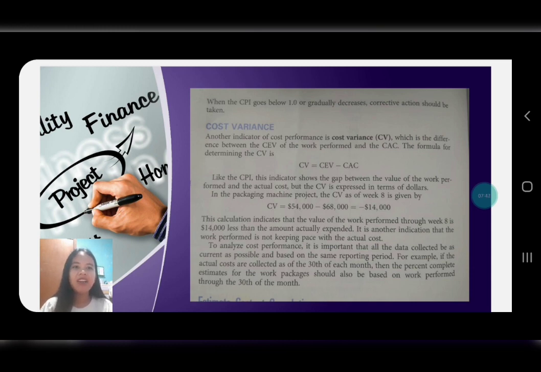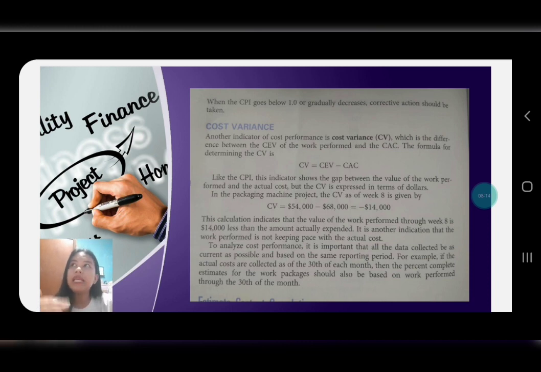It is another indication that the work performed is not keeping pace with the actual cost. So, literally, we are at a loss here. To analyze cost performance, it is important that all the data collected be as current as possible and based on the same reporting period. For example, if the actual costs are collected for the 30th of each month, then the percent complete estimates for the work packages should also be based on work performance through the 30th of the month.